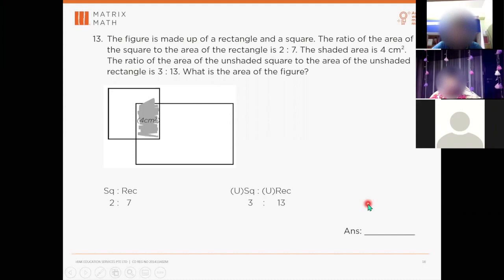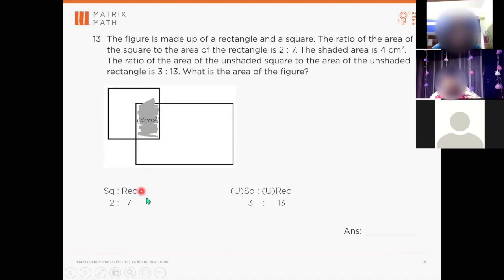Okay, so now they ask you for the area of the figure. Now remember we have two ratios here, right? So what must we do first? Find the common base. Correct. You must always find the common base first. Now in this case, is there any clear common base between these two ratios? No, right? No common base. But you realize that they are both sharing what? They are both sharing the same shaded part.